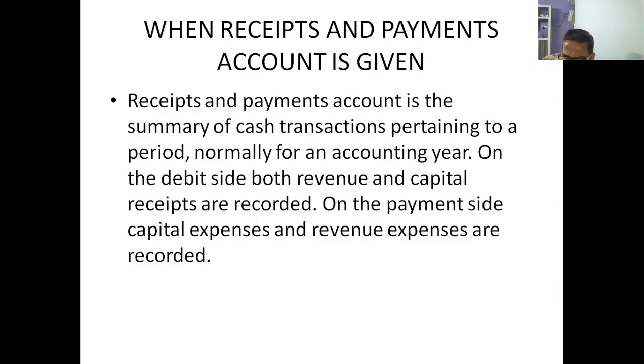So, how do you classify? Suppose in a problem, if receipts and payments is given, that means you have to calculate income from profession. Suppose if a P&L account is given, you have to calculate income from business. This is by default.